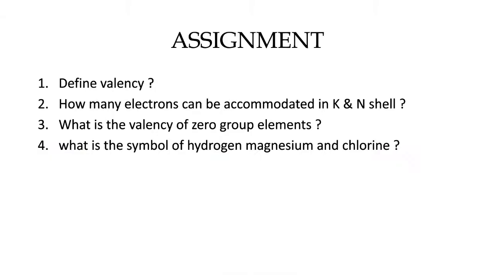Coming to the assignment, first question, define valency. Second, how many electrons can be accommodated in K and N shell? Third question, what is the valency of zero group elements? Fourth question, what is the symbol of hydrogen, magnesium and chlorine?